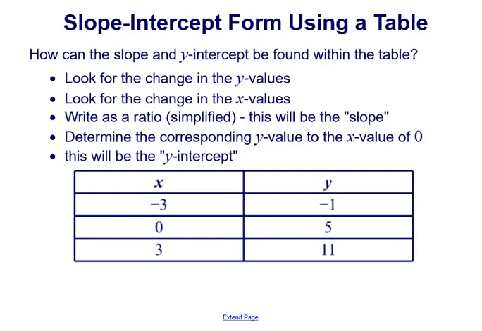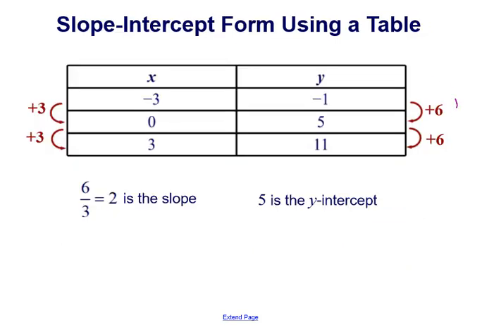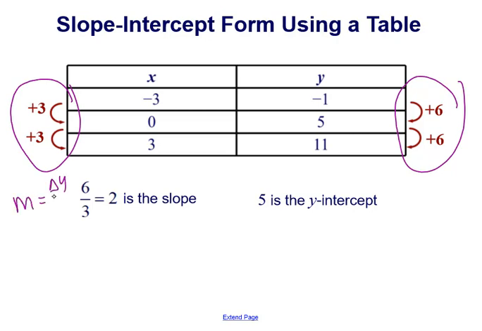So in this table here, we can see we have x values of -3, 0, and 3, and y values of -1, 5, and 11. So the change in the y values is going to be +6, since we're adding 6 each time. The change in the x values is +3, since we're adding 3 to each x value. So our slope, m, which is that change in y over the change in x, is equal to 6 over 3, which is 2. So the slope is 2.